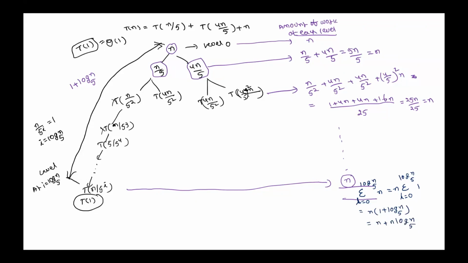Is that okay? Based on this, can we easily say that the total amount of work done in this entire recursion tree is greater than or equal to n log n? Is this correct? This is the order of growth I'm talking about. Is that correct? Yes, sir.